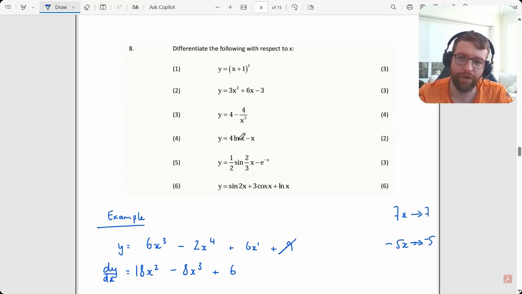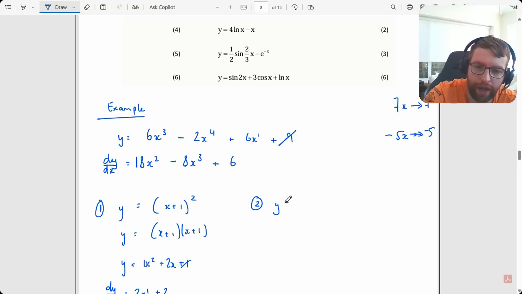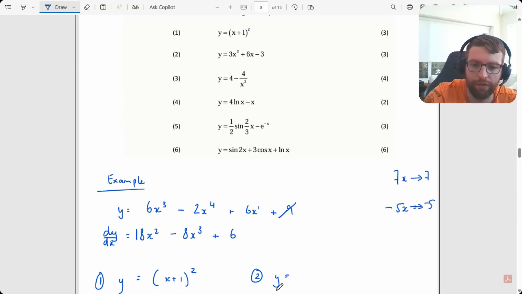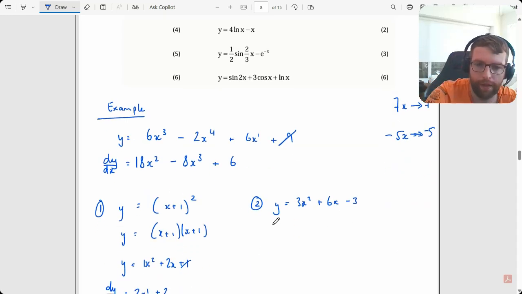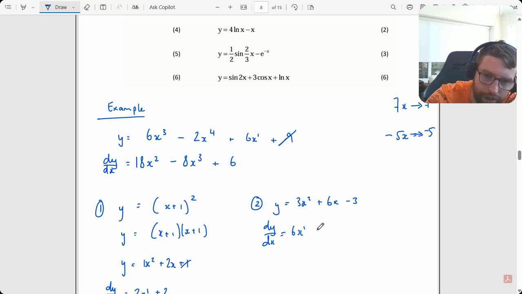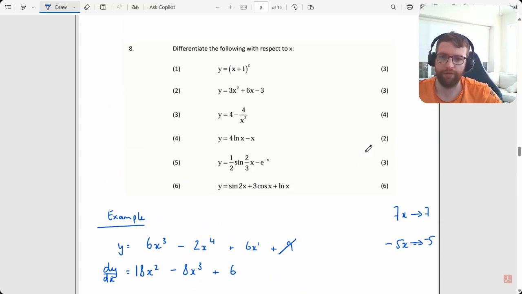This one's nice, it's already done for us, so we can just go straight ahead and differentiate that. So 3x squared plus 6x minus 3. And again, we just times those numbers. So 3 times 2 is 6, minus 1 off, so 6 to the power 1. 6x, like this one, goes to just 6, and the minus 3 goes. And that's your final answer.